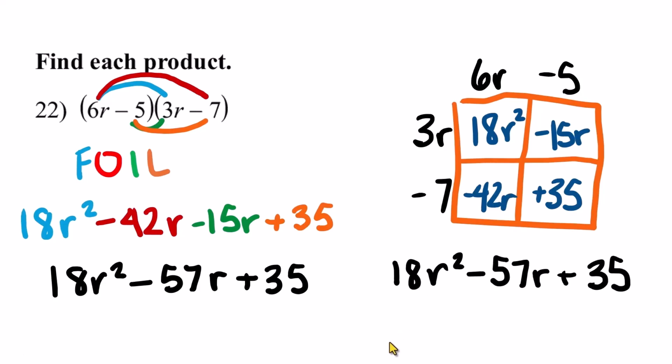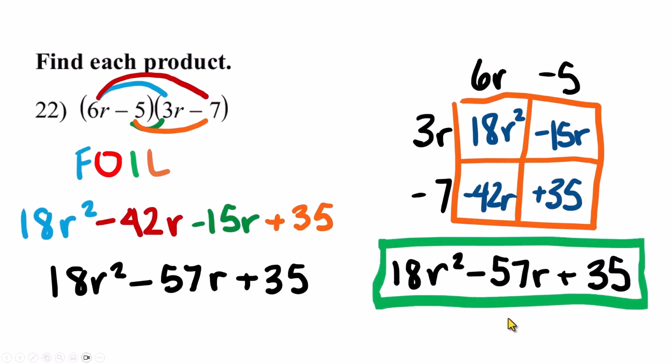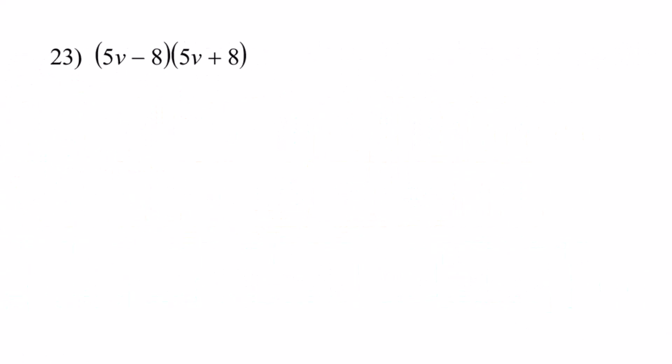Now this is personal preference. I like the boxes more for this because they help a lot when we get to factoring. But the answer is still that. All right, here's the first little twist. What if they're the same? 5v minus 8, 5v plus 8, except those signs are different.